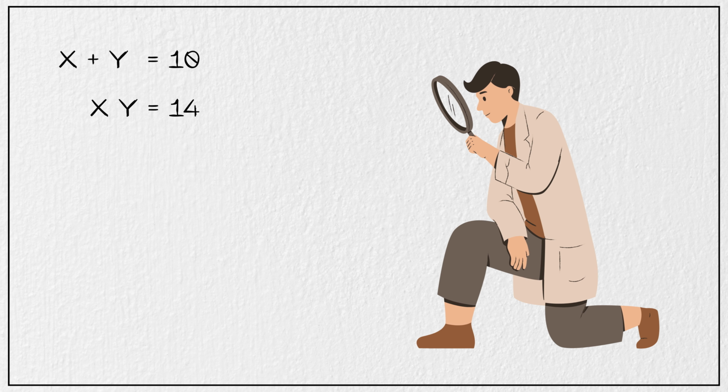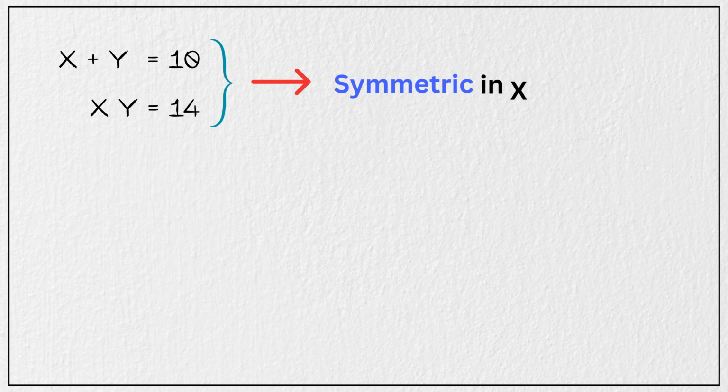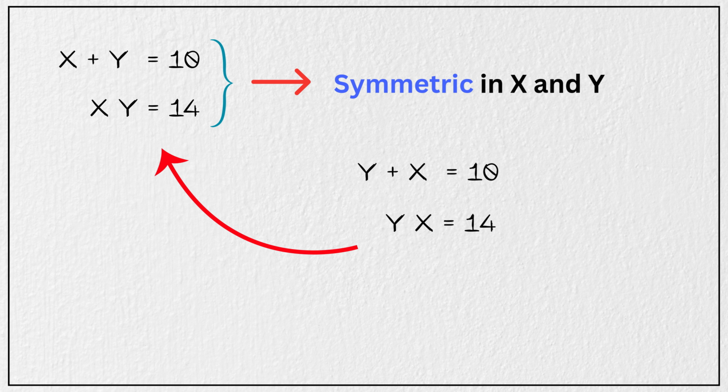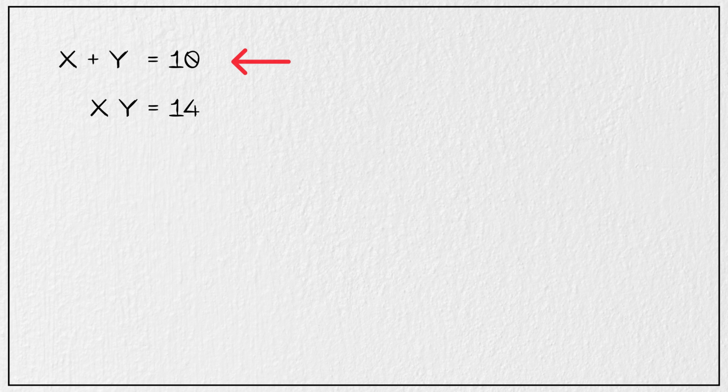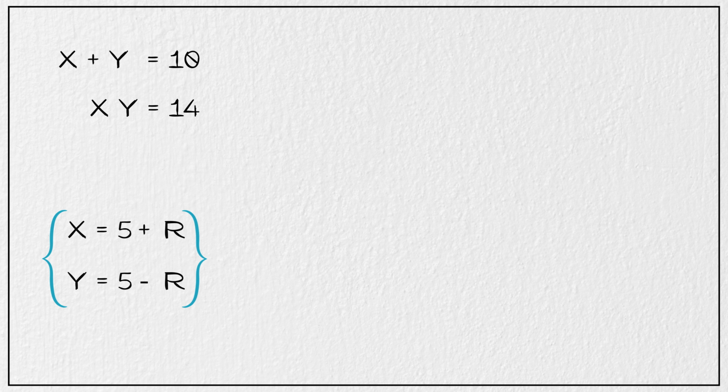If you have observed closely, this problem is symmetric in x and y, meaning even if you write y plus x equals 10 and y times x equals 14, the problem still looks the same. So to solve this kind of symmetry problem, we take this sum, which is 10, and divide it by 2, that gives 5. Now let's set x equal to 5 plus some variable r, and y equal to 5 minus some variable r. This symmetrical setup makes the algebra super clean and easy to work with.